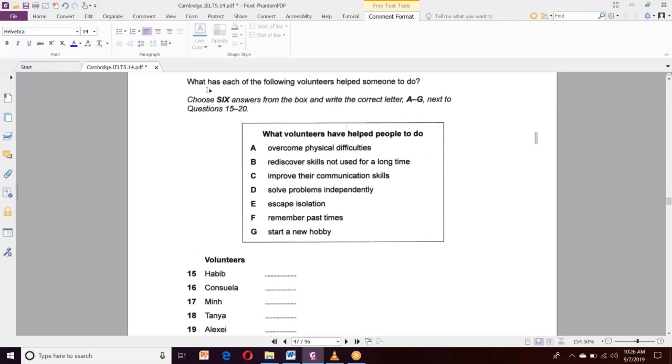It says, what has each of the following volunteers helped someone to do? Right? What has each of the following volunteers helped someone to do? So first, they're going to mention this name Habib, and they're going to say that Habib helped do one of these 7 things. That's what Habib helped to do. And then next they're going to go to Consuela, then Min, then Tanya, then Alexi. They're going to go through the entire list.